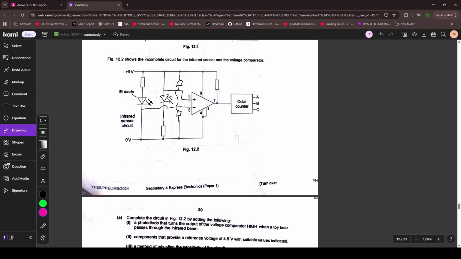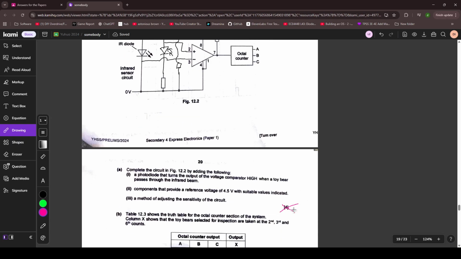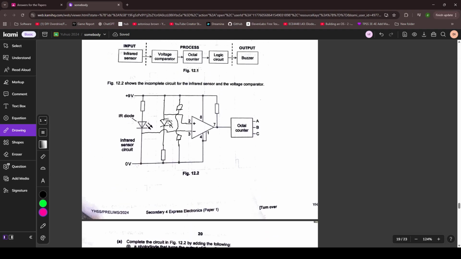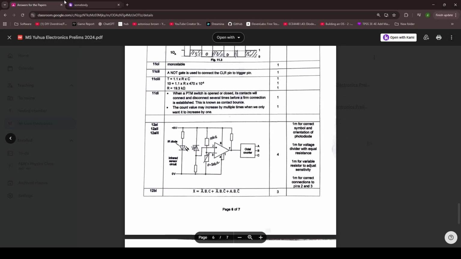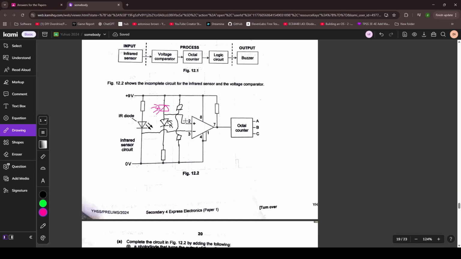So outlook not good. I think you got 0. Let me explain why you got 0. First, a photodiode that turns the output of the voltage comparator high. A few things. Number one, you've put the photodiode wrong. A little known fact, your photodiode actually is in reverse bias. Secondly, you do not connect in your circuit here. What you've done is you have this diode, a resistor to ground, and then you have power, and then you do this. So that's pretty much wrong.